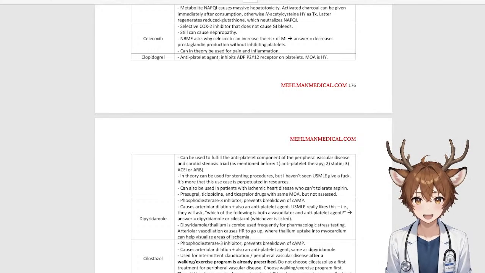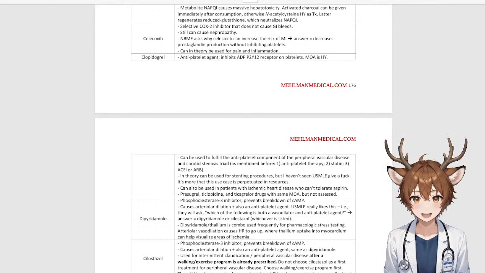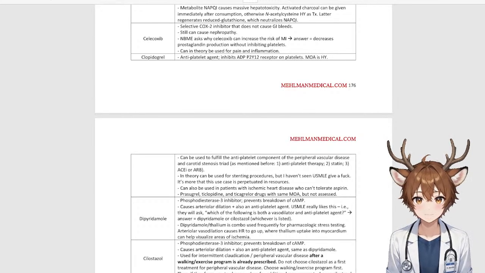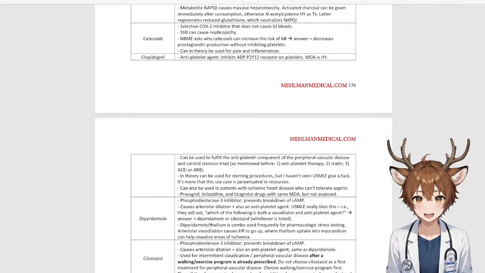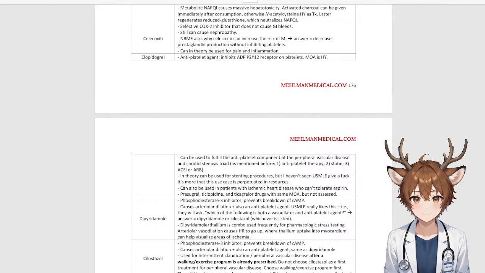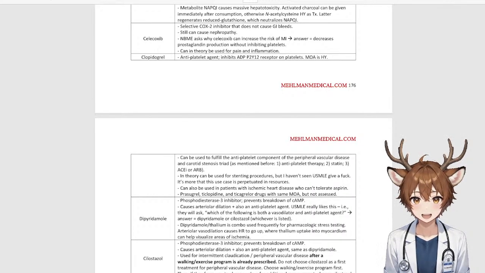In theory, it can be used for stenting procedures, but I haven't seen the USMLE care. It's more that this use case is perpetuated in resources. It can also be used in patients with ischemic heart disease who cannot tolerate aspirin. Prasugrel, ticlopidine, and ticagrelor are drugs with the same MOA but not assessed.